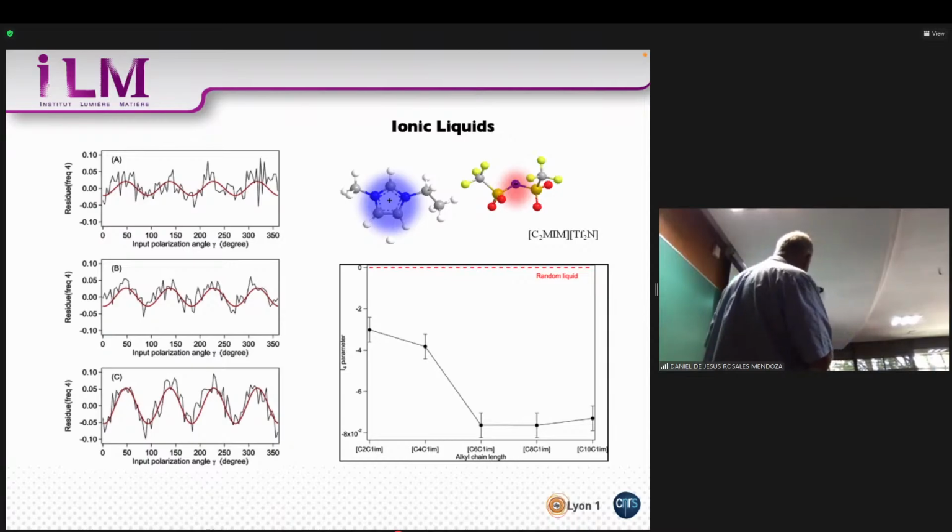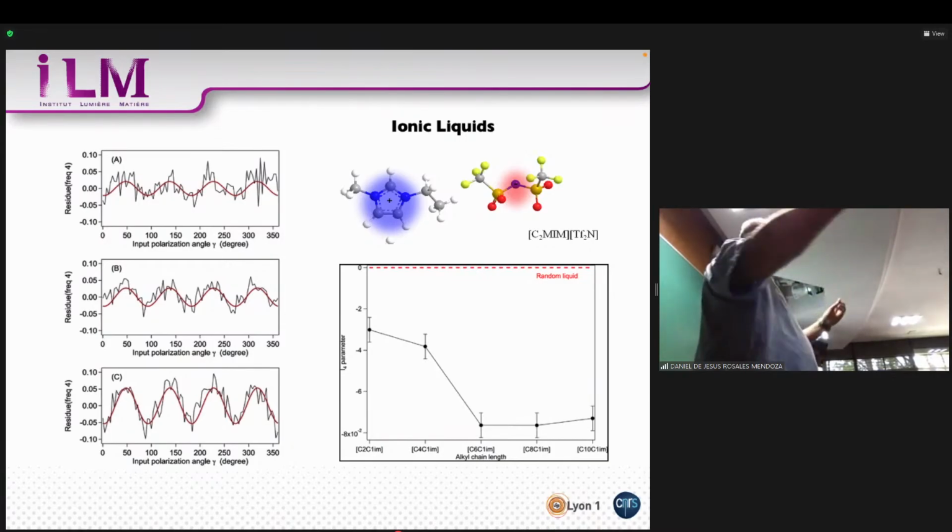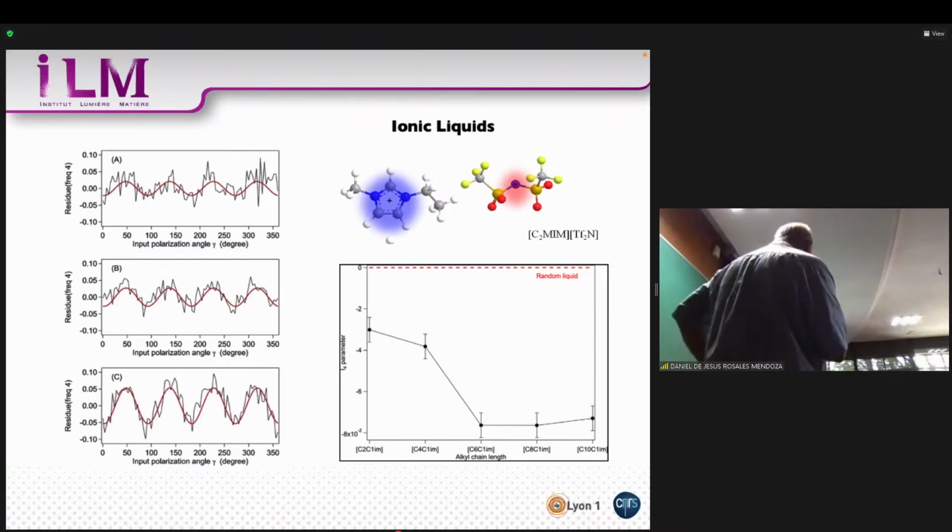TFN here, the anion, and here the cation. But you see that this one is a C2, so we can change the length of it. And if we change the length of it, we should, in principle, recover what we've seen before. For liquids, there will be more interaction, like steric interaction. And that's what we see as we increase. This is C2.